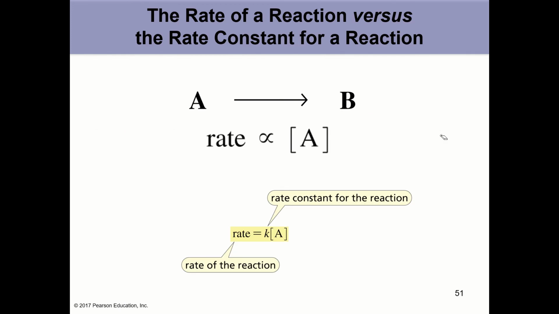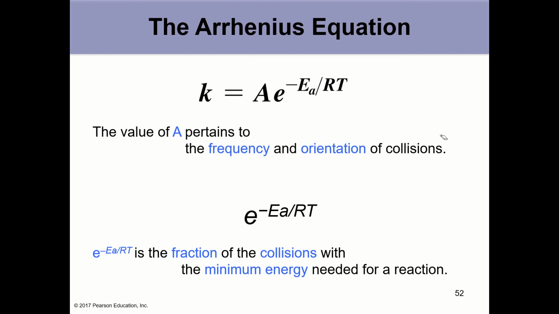The rate of a reaction versus the rate constant for a reaction. Remember that rate of a reaction versus rate constant is not the same. We write rate as the rate is equal to the rate constant times concentration. And A refers to frequency and orientation in our Arrhenius equation for rate. And the second term in this equation, e raised to the negative Ea over RT, is the fraction of collisions with the minimum energy required.